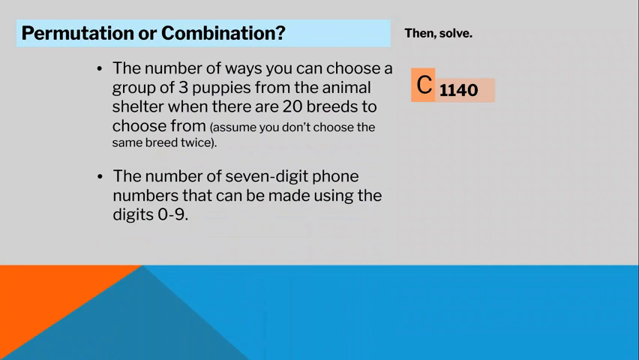The number of 7-digit phone numbers that can be made using the digits 0 through 9. There's 10 digits there. We want 7 of them. Does the order of our number matter? I think so. Pause the video if you don't want to see the answer yet. 10C7.